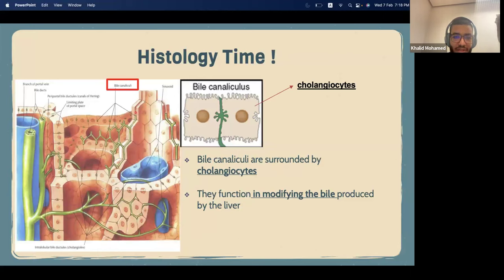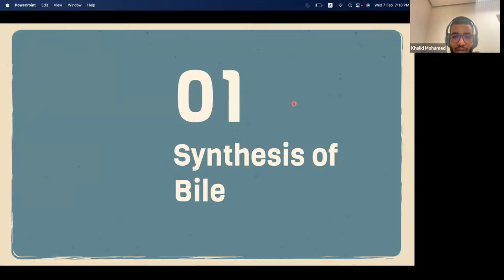Okay, so these small bile canaliculi are what's surrounded by cells we call cholangiocytes, and these cells are very important to modify the bile that's secreted inside these canaliculi. Okay, and we'll see how bile is modified in a bit. Okay, so that was a brief introduction.